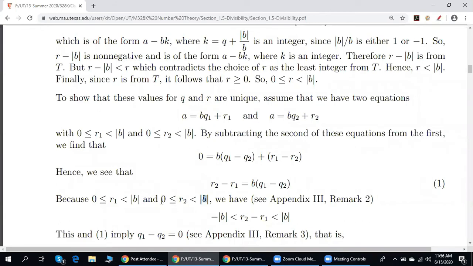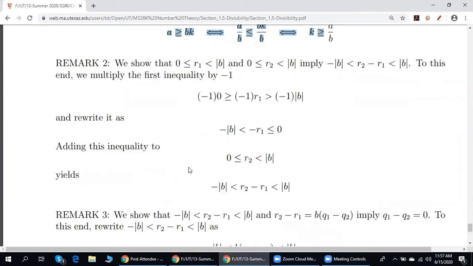Note that if we just subtract this from this without changing anything, we'll get 0 minus 0, 0, absolute value of B minus absolute value of B is 0, and we'll get an absurd: R2 minus R1 is greater or equal to 0 and lesser than 0. So how do we subtract this from this correctly? Let us go to Appendix 3 again.